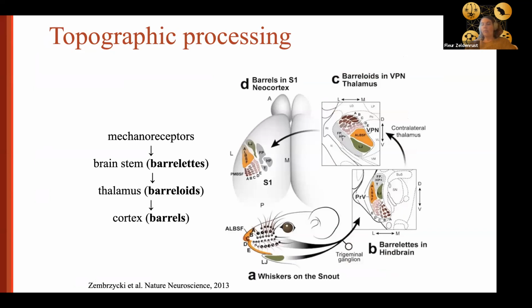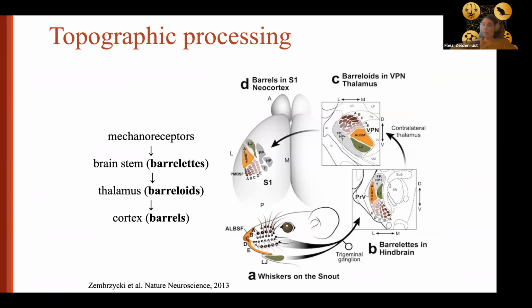enters the nervous system. Now, the whiskers are organized in a grid-like manner on the snout of a mouse. And the funny thing is that this grid-like structure is conserved throughout the brain in mice. So each whisker has its own little designated brain area in the brainstem where the signal goes first. They're called barrelets. You can see that in picture B.